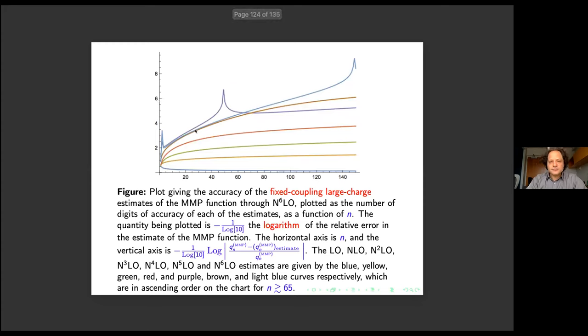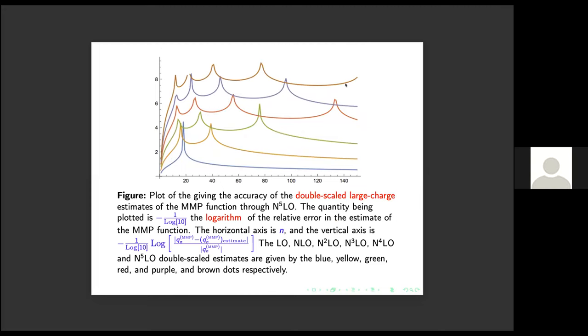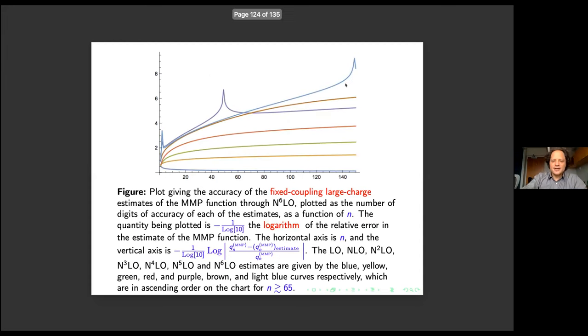Since I'm taking the number of digits of accuracy, this is really the negative 1 over log 10 times the log of the difference between the localization result and the estimate over the exact result. Sometimes the estimate crosses the exact result, so you're taking a log of 0. So there are these little spikes, which are accidental accuracies. Okay, so you say there's no physical significance to the spike? I don't think so, yeah. The double scaled estimates oscillate around the exact answer a bit. It looks like the fixed coupling estimates don't.